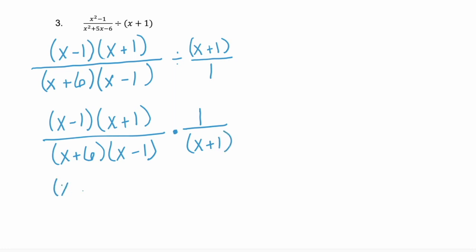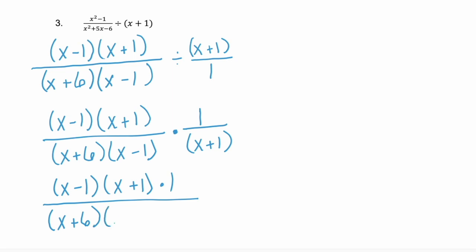So we can combine the numerators, so x minus 1 times x plus 1 times 1 over the denominator of x plus 6 times x minus 1 times x plus 1. Everything's factored, so our last step is to identify the factors that the numerator and the denominator have in common. I see an x plus 1 in common and an x minus 1 in common. So that means our simplified expression here is 1 over x plus 6.